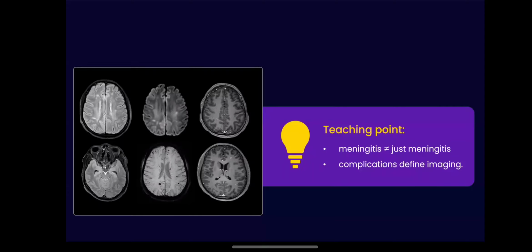So what I wanted to say here is that with respect to meningitis, it is not just meningitis. Go back and look at what the initial time point imaging was, look at how the evolution happened. And in this case, the complications, especially when you see small vessel involvement in the form of microbleeds, could define imaging, and that will actually help you in picking out which organism it could have been.